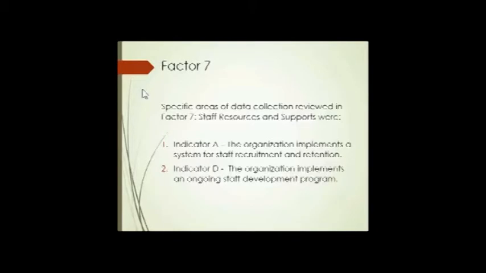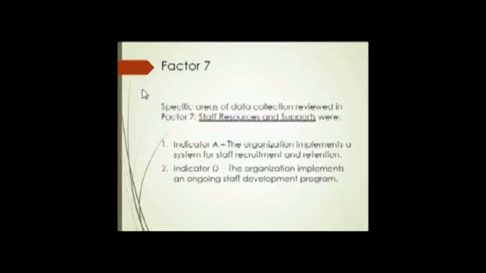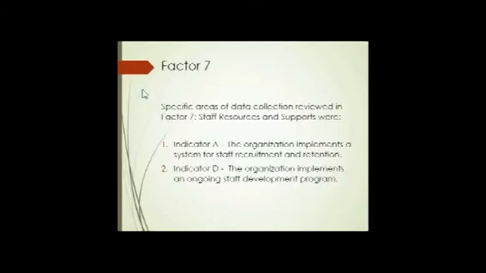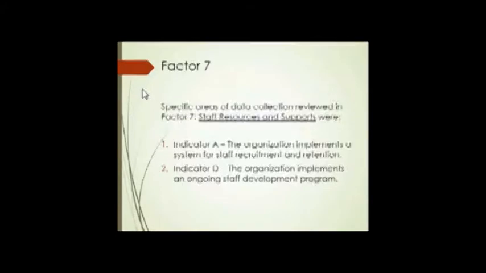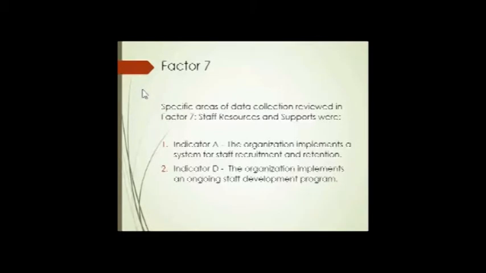Just as a reminder, the specific areas of data collection reviewed in Factor 7, which is staff resources and supports, were Indicator A, the organization implements a system for staff recruitment and retention, and also Indicator D, the organization implements an ongoing staff development program.